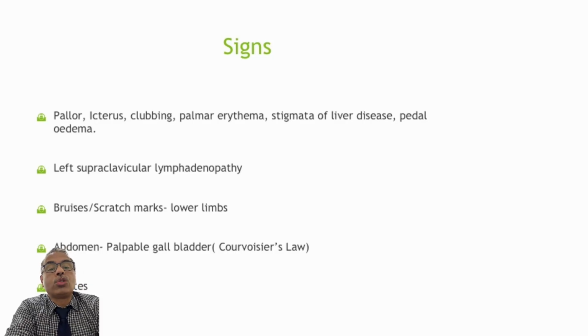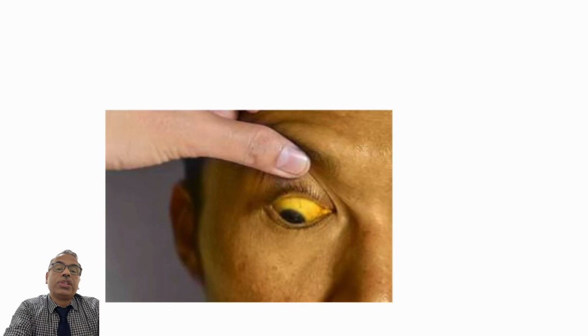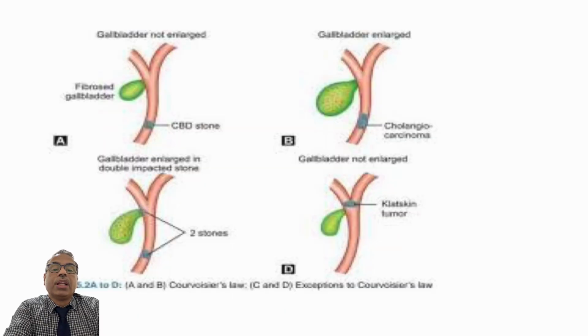Patient may also have left supraclavicular lymphadenopathy, which may suggest pancreatic carcinoma or any GI malignancy. As discussed before, you must actively look for scratch marks, especially in the lower limbs and on the extensor surface of the forearms, and also bruises which suggest coagulopathy. On palpation of the abdomen, if the gallbladder is palpable, then that goes for Courvoisier's law. Now, what exactly is Courvoisier's law? We'll discuss in the subsequent slide, but the patient may also have ascites and any abdominal lump.